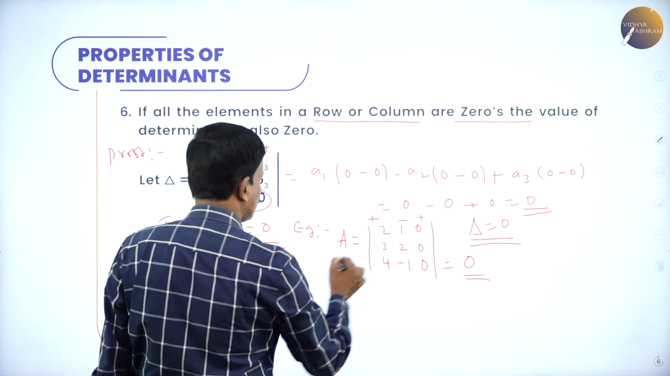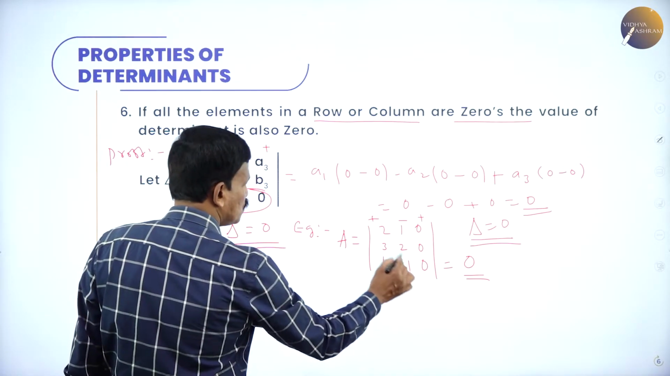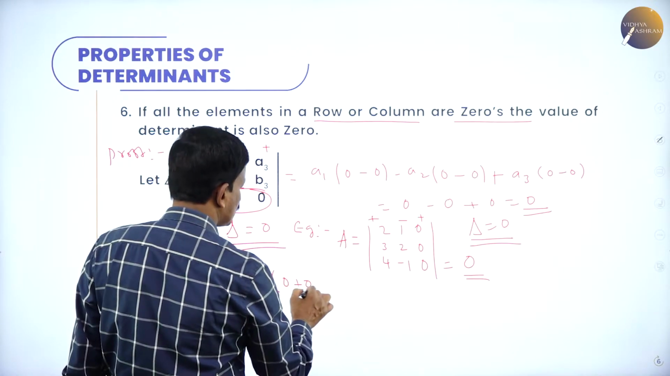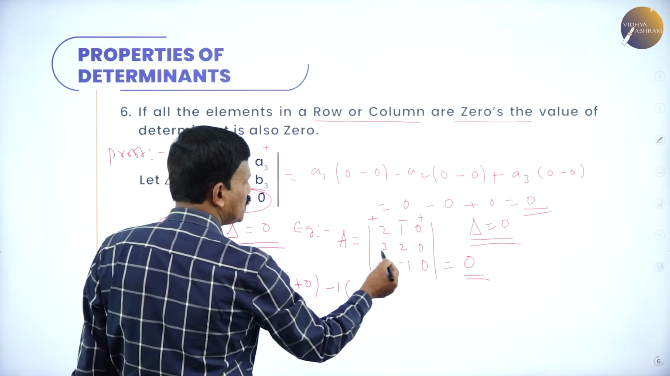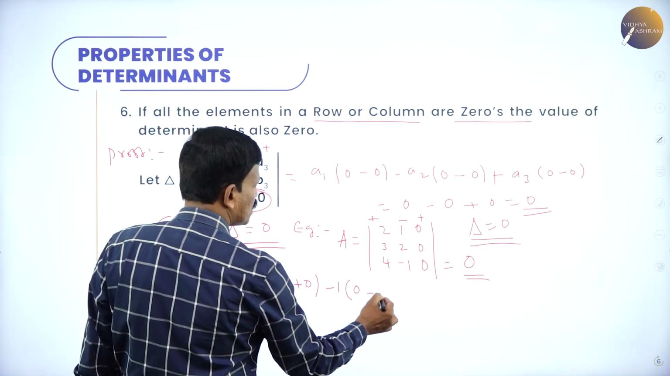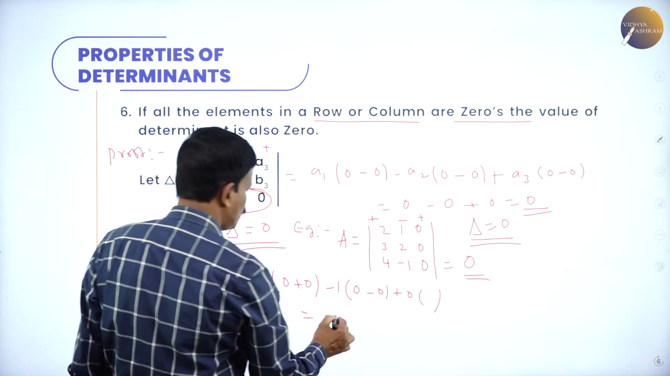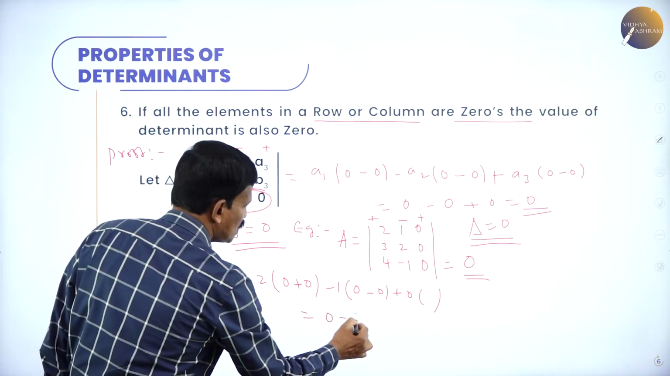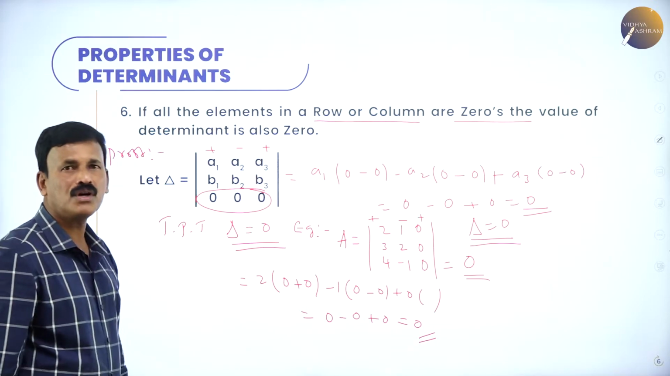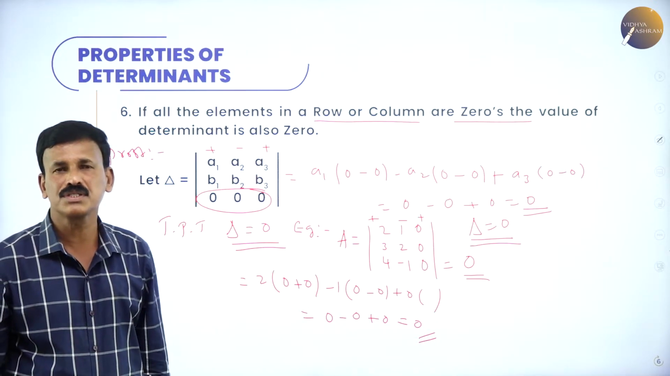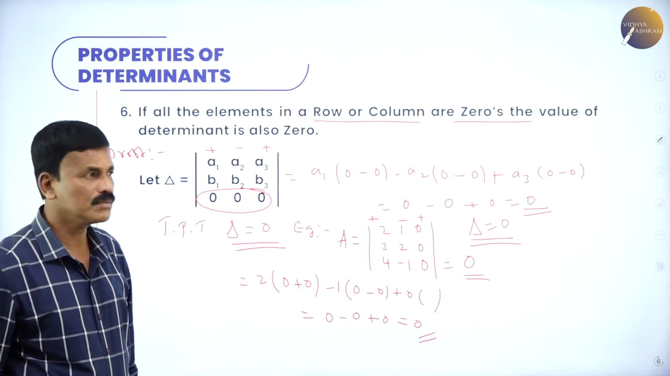Plus, minus and plus. 2 into 0 is 0, minus, into minus, plus 0, minus 1 into this element, this row and column is deleted. 3 into 0 is 0, minus 4 into 0 is 0. 0 into any number is 0. This is 0 you are going to get. So if all the elements in any row or column are zeros, then the value of a determinant is 0.